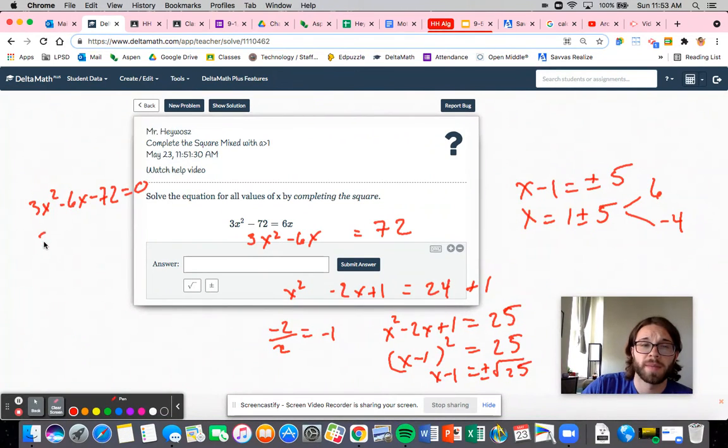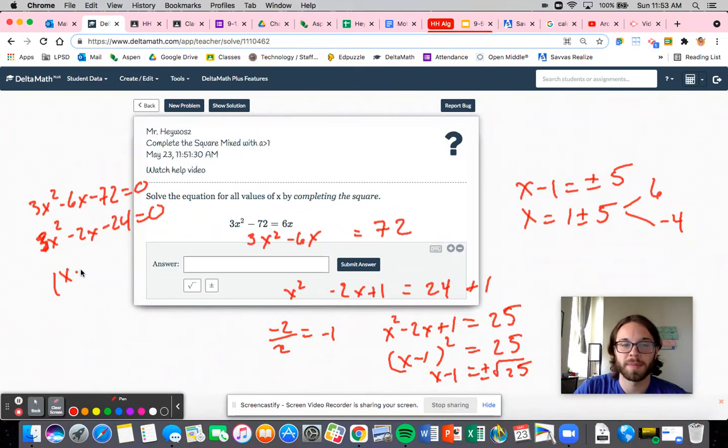So actually, if we rewrote this, right, we divided everything by 3, we would have gotten x squared minus 2x minus 24 equals 0. So that actually would have been x minus 6, x plus 4. All right. So anyway, that is how you go through this process when a is not equal to 1.